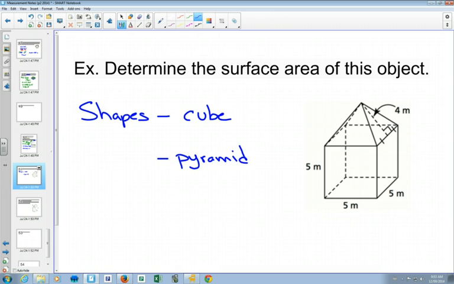Now those are our shapes, but we can't just figure out the surface area of the whole thing because the pyramid is sitting on top of the cube. For the pyramid, can you see that you would do everything but the base? Now what's that called? Everything but the base. Lateral area. So for the pyramid, we're just going to do the lateral area, which is made up of 4 triangles.